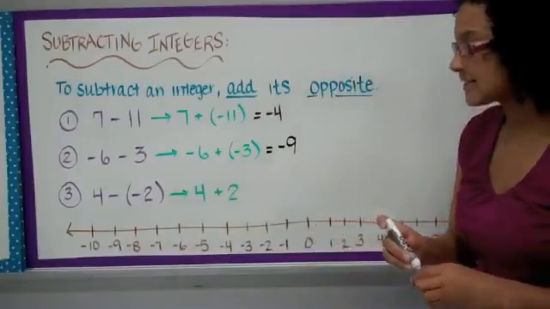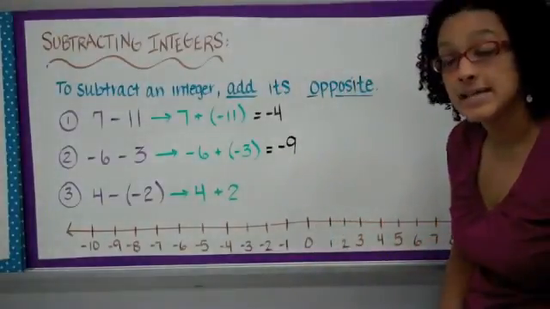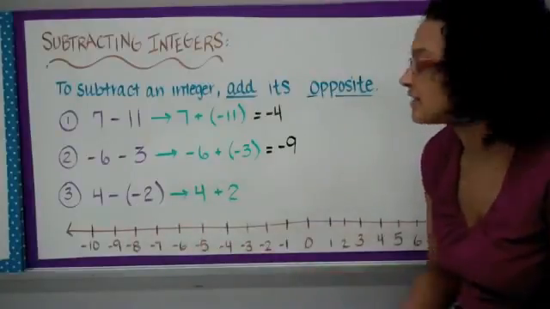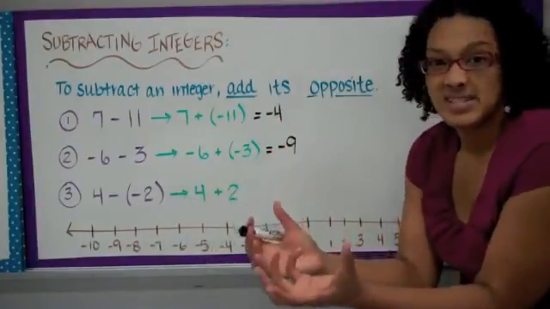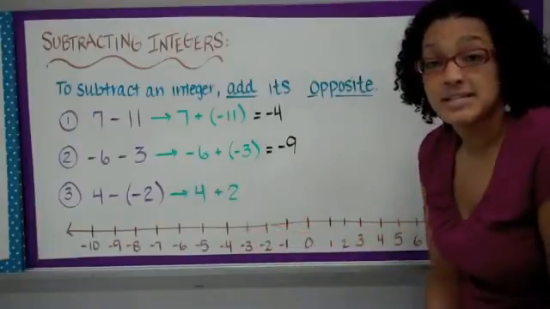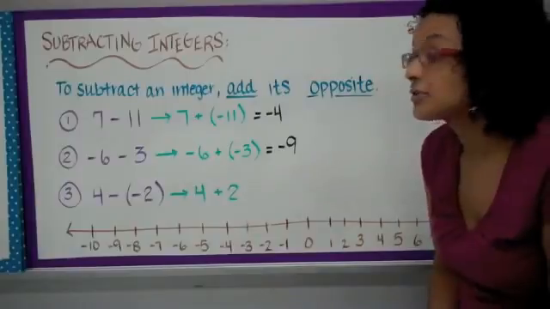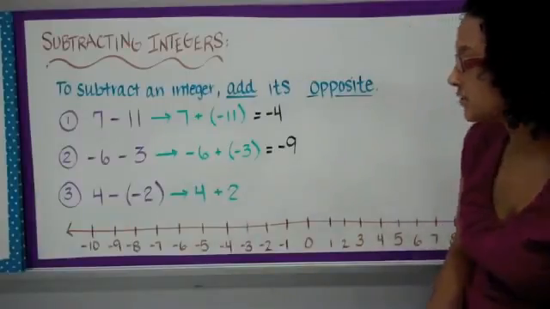And our last example, 4 minus a negative 2. I like to put parentheses around negative numbers to separate them as negative numbers. It makes it easier for me to read my work and tell what the problem says. You don't have to do it, but it will help you organize your work.